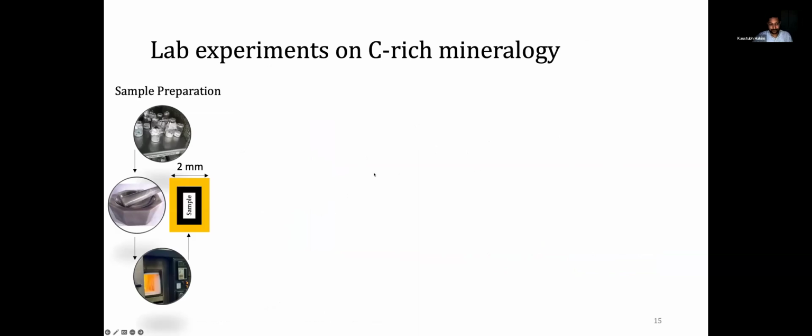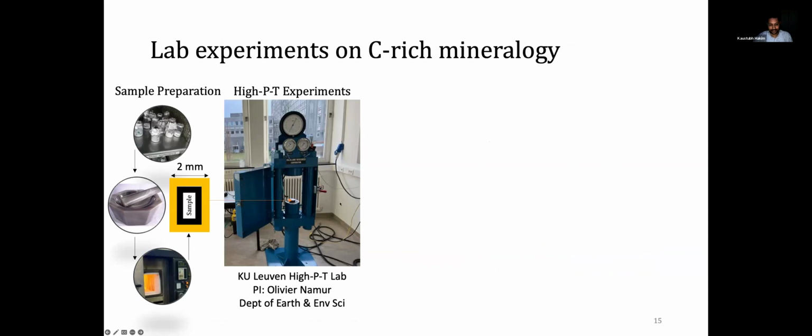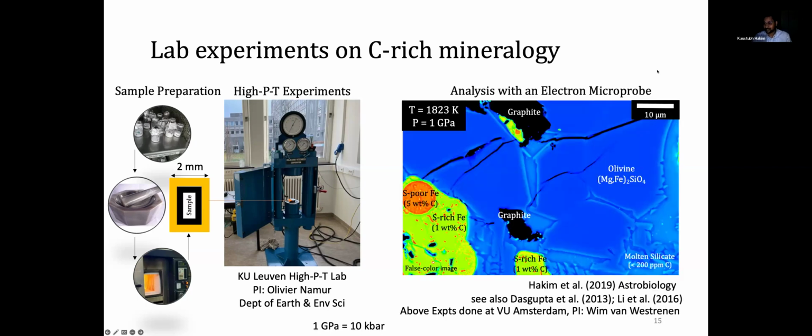How you perform these experiments is you start with certain synthetic powders, you mix them well and contain them in effectively a small mini furnace, which can sit in a machine like this high pressure machine you see. So this can really compress this setup to pressures which mimic planetary interiors. And once this experiment is performed, you can analyze your experimental run products with an electron microprobe.